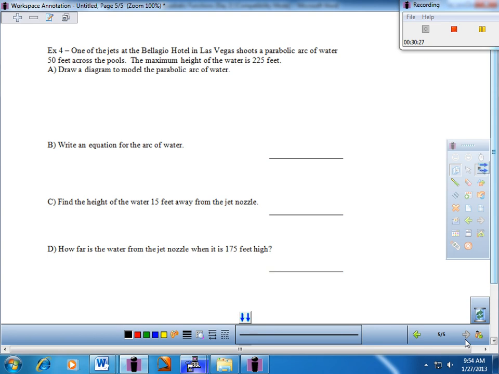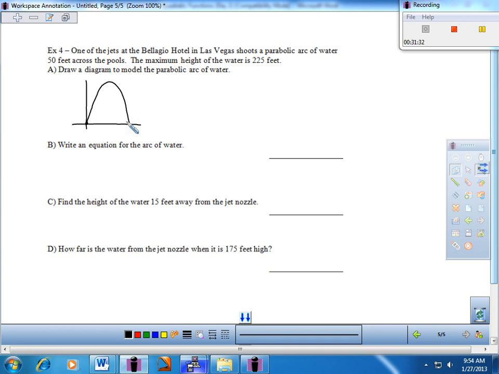So we could do this a couple different ways. But I do see a parabolic arc of water, 50 feet across, and the maximum height is 225 feet. So I'm going to start it out like this, and we're going to try to model this algebraically. I'm going to start my jet right here at the origin. Basically it shoots a parabolic arc of water coming up and then coming back down right here. Based on the way I drew that, a very rudimentary drawing at best, you can tell me 3 different ordered pairs. We only need 2, but I'll bet you could tell me 3 if I made you.